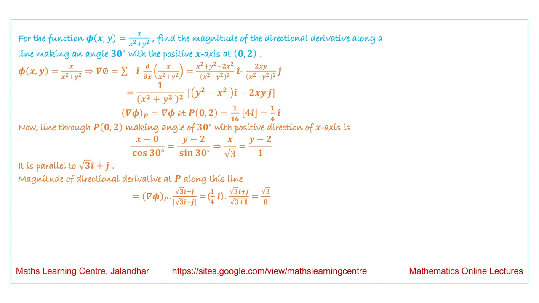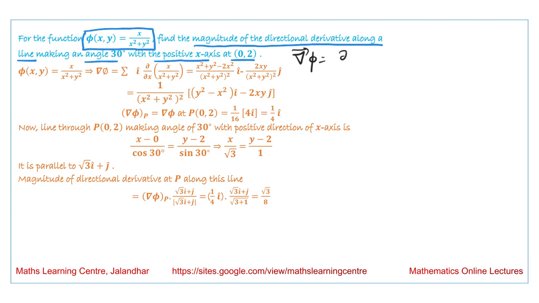Next, for the function phi equal to this, find the magnitude of the directional derivative along a line making an angle of 30 degrees with the positive x-axis at the point 0, 2. First of all, we are going to calculate the gradient of this function. The gradient of phi is equal to curly by curly x of x over x square plus y square I cap, plus curly by curly y of x over x square plus y square j cap. The z term will be 0.